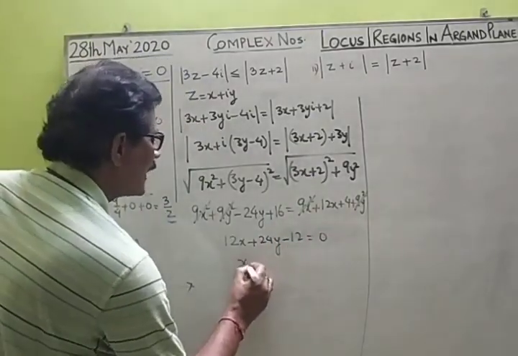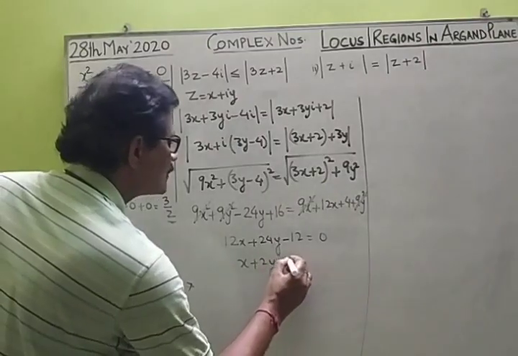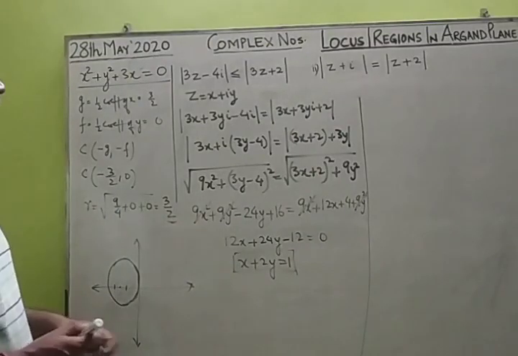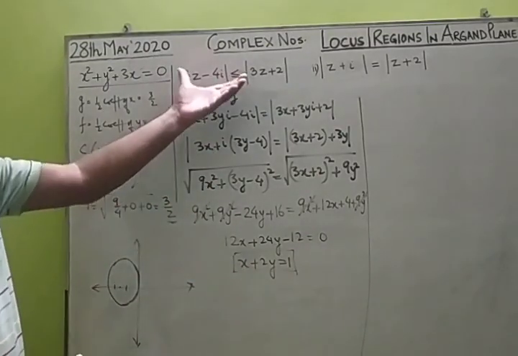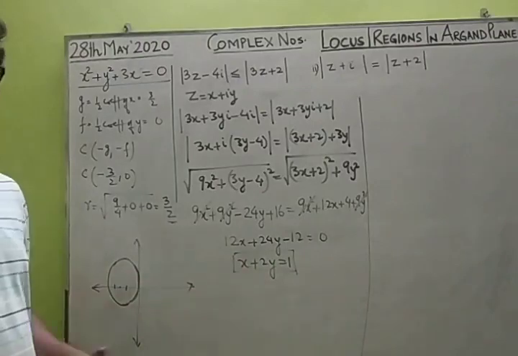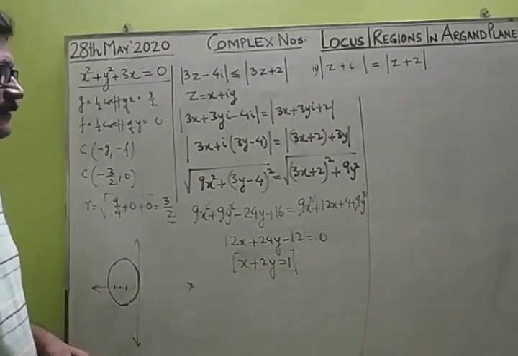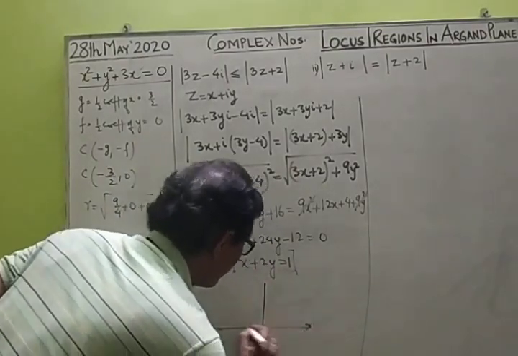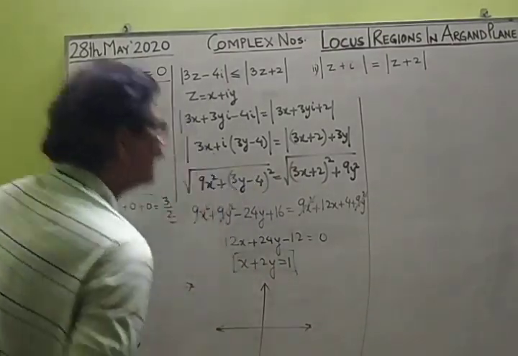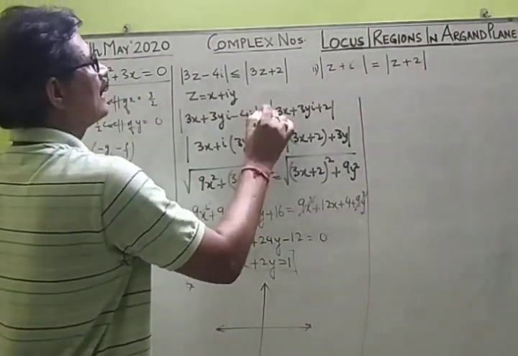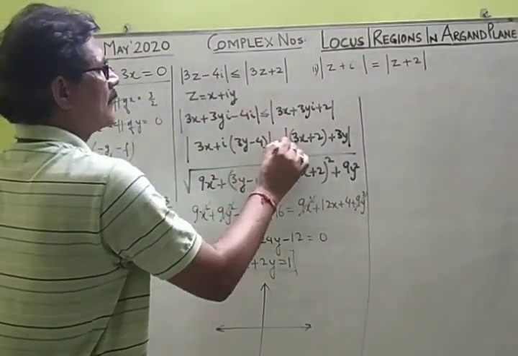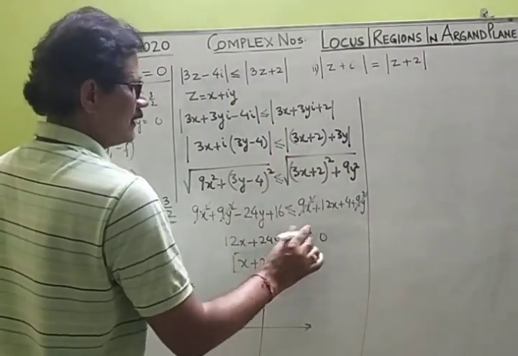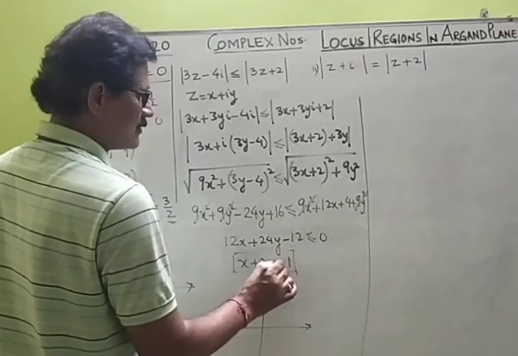So the equation will turn out to be x plus 2y is equal to 1. So it represents an equation of a straight line. The locus of this is the equation of a straight line, x plus 2y equals 1. So this straight line, when we represent it on the Argand plane, since it was an inequality, this inequality will continue. There is no need to put equality here. This will turn out to be less than or equal to 1.